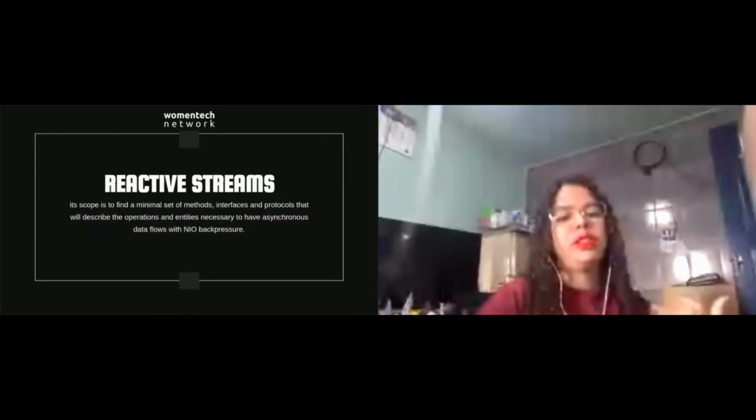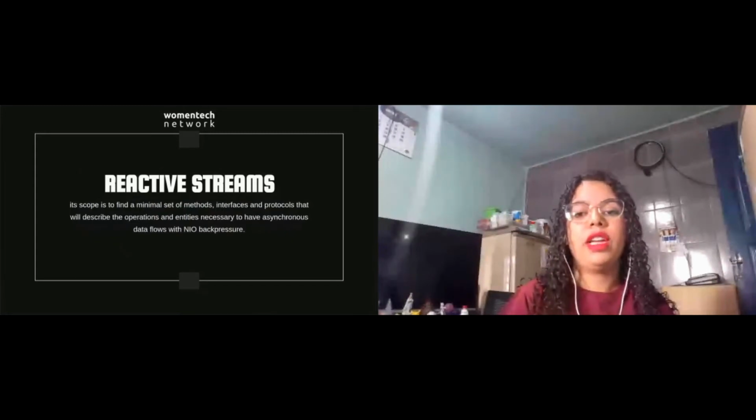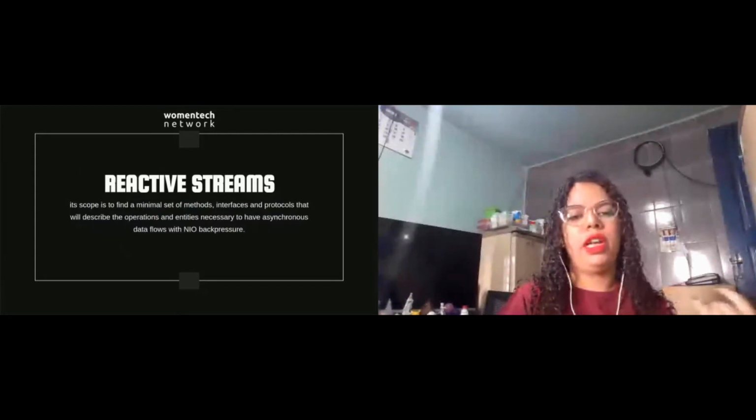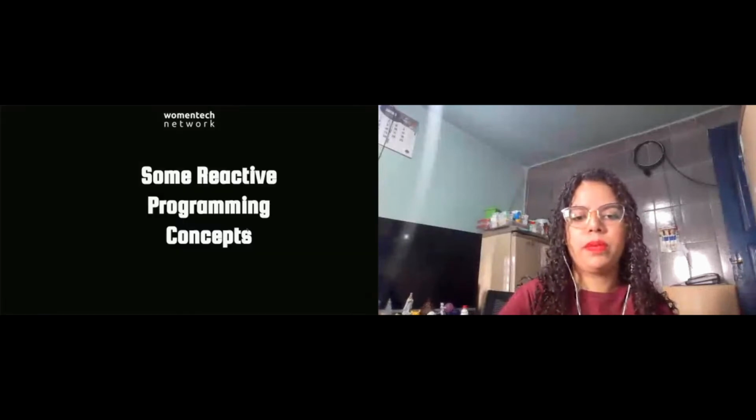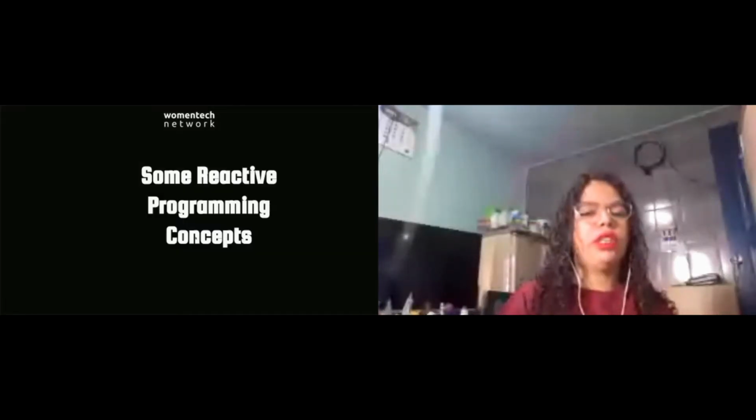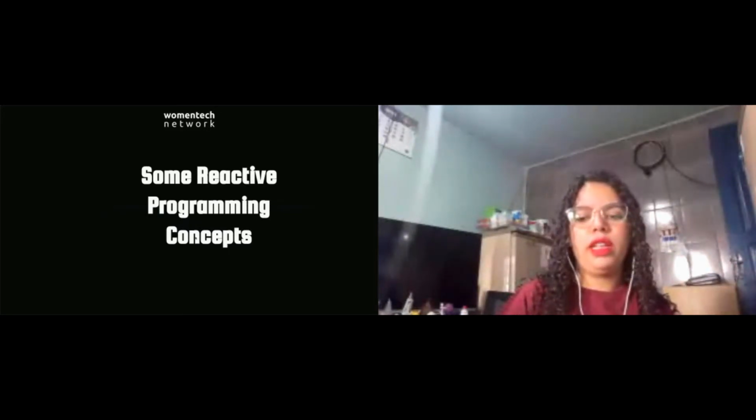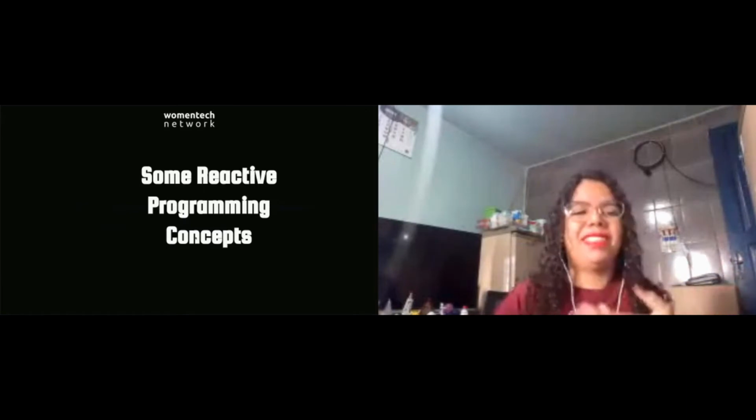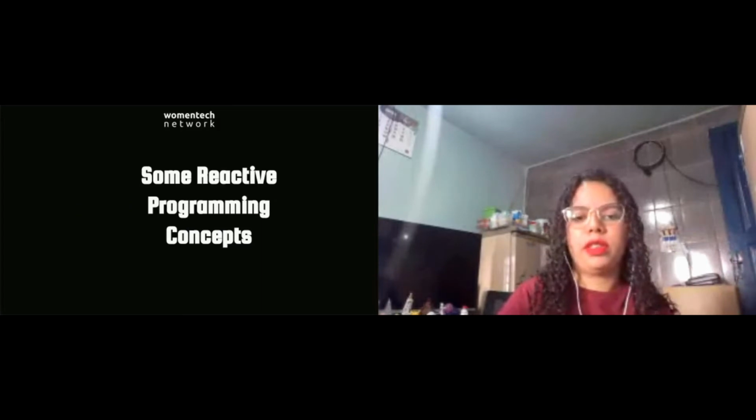Reactive streams has the scope to find a minimal set of methods, interfaces, and protocols that will describe the operations and entities necessary to have asynchronous data flows with NIO, that is non-blocking input and output, and backpressure. And we have some reactive programming concepts that I talked about: observables, publisher, subscriber. So now let's see what each of these means: publisher, subscriber, observable, and others.